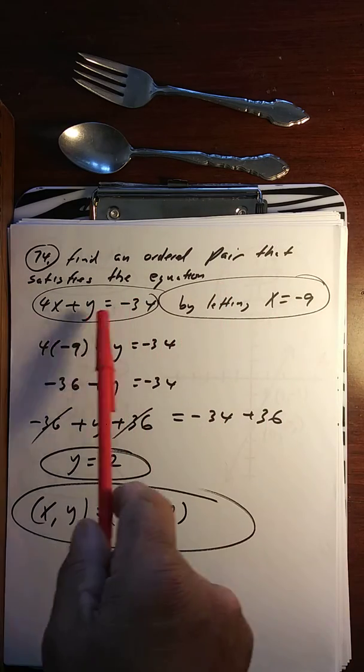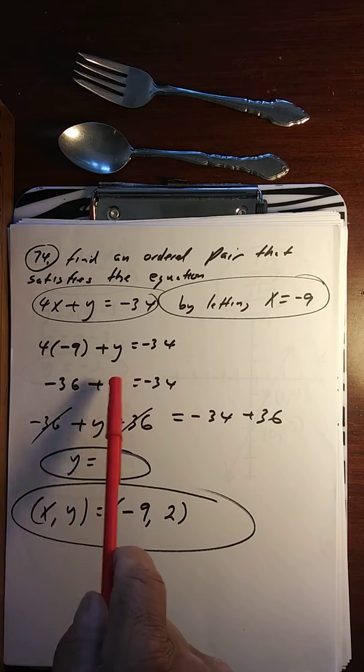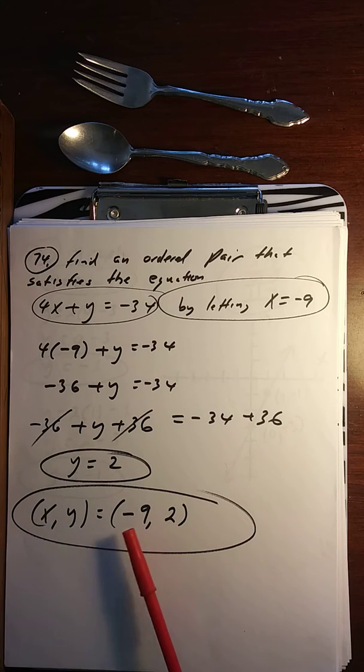Find an ordered pair that satisfies the equation. This one, by letting x equal -9, put it in there. That's going to be -36 plus y equals this. Add 36, so y equals 2. So x and y is -9 and 2.